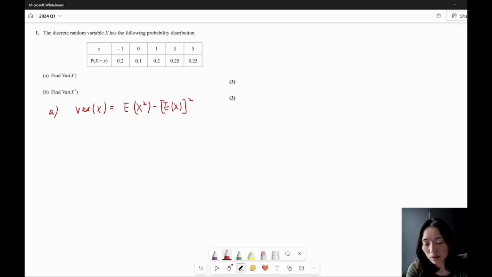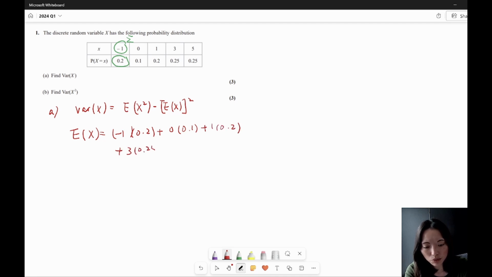From the formula tables or from your memory, you should know that the expectation of x is simply the x terms multiplied by the probability of those terms, all added together. So the sum of all of those. So what I'm going to do is to work out the expectation of x. It's simply minus 1 times 0.2 plus 0 times 0.1 plus 1 times 0.2 plus 3 times 0.25 plus 5 times 0.25. This gives us 2.